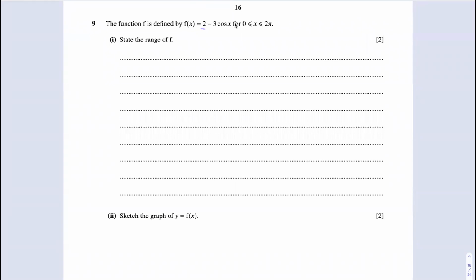Question 9, we have a function f which is 2 minus 3 cos x. In part 1, we have to state the range of f. Now, in a trigonometric function, f of x equals a plus b cos of x, the maximum value is given by a plus b and the minimum value is given by a minus b.